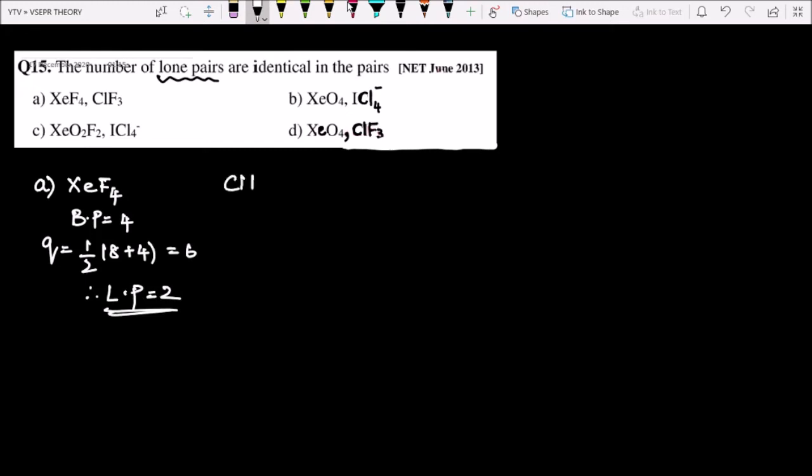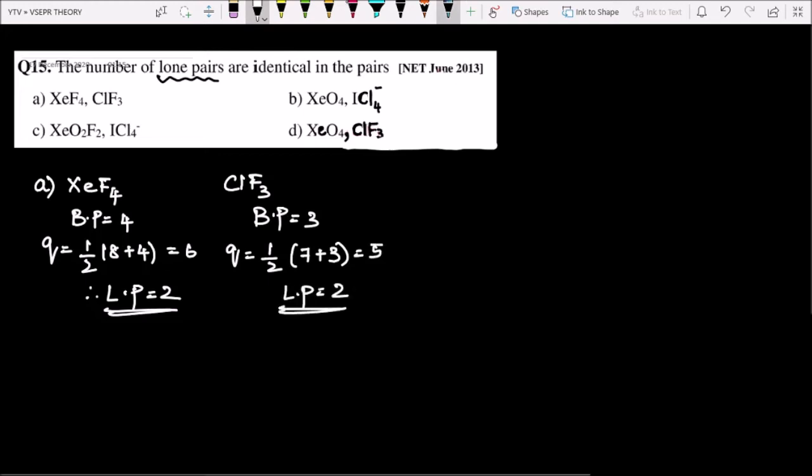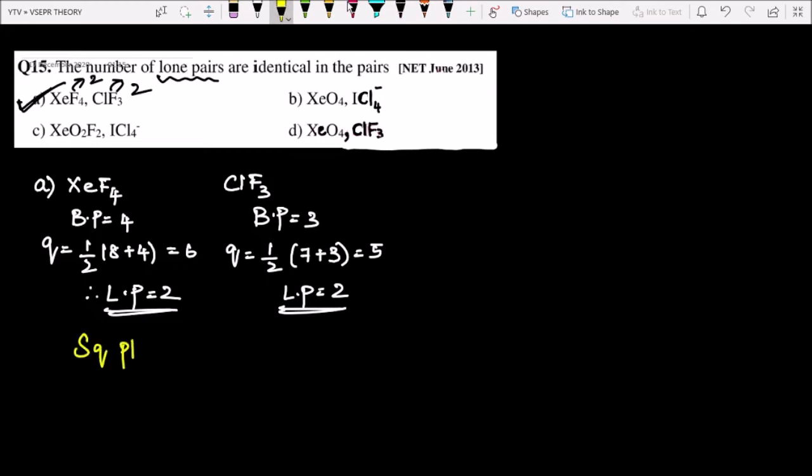Now if you consider ClF3, bond pair is equal to 3. They are asking about lone pair. So half into 7 plus 3, which is equal to 5. So the lone pair is equal to 2. Again, it has 2 lone pairs. So the first itself is correct. So you don't have to check the rest of it. The question is number of lone pairs that are identical. In XeF4 also there are 2, ClF3 also there are 2. XeF4 basically exists as 4 2, right? So it's going to be square planar. Whereas ClF3 it has 3 2.